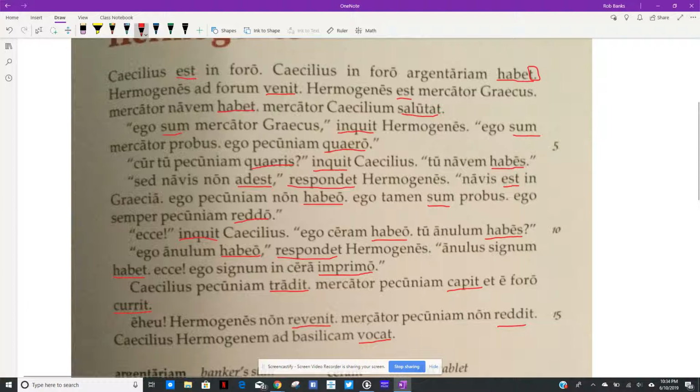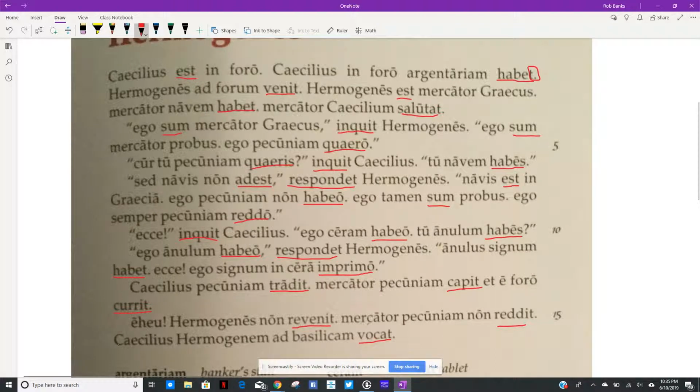Troubling. Oh dear. "Hermogenes non redit." Hermogenes does not return. "Mercator pecuniam non reddit." The merchant does not return the money. No, who could have seen this coming? "Caecilius Hermogenem ad basilicam vocat."